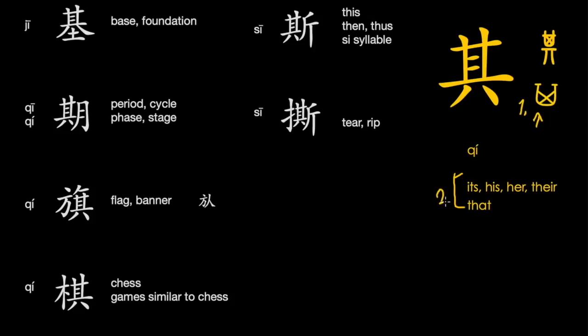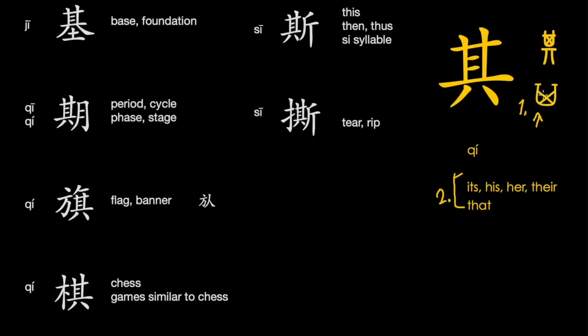And the second was all of this business over here. So now you had one character, this picture over here, representing the meaning basket and the meaning it's, his, her, their, and that. So it was confusing, right? Because now you had two completely separate meanings for one character, and it was confusing.